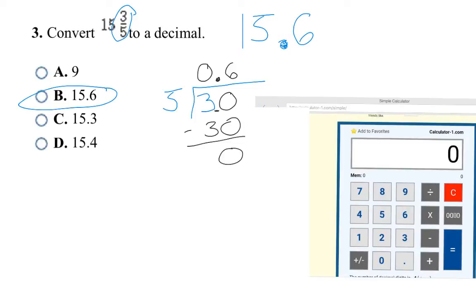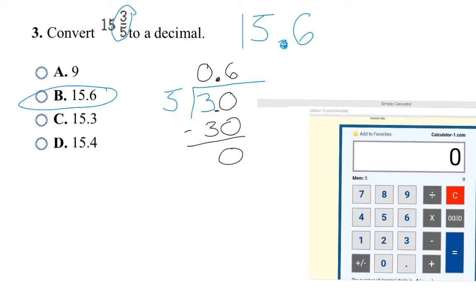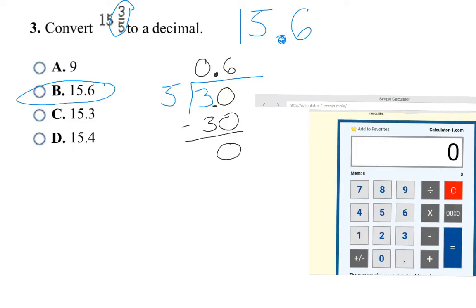I pulled up this simple calculator because I want to show you how you can also use it to check yourself. And so just remember though, on your state test, you cannot use a calculator that has this negative and plus symbol. So if yours has that, don't get in the habit of using it. But you're just going to take 3 divided by 5 equals, and there it tells you it's also 0.6. And so that's how you can use the calculator to check yourself.